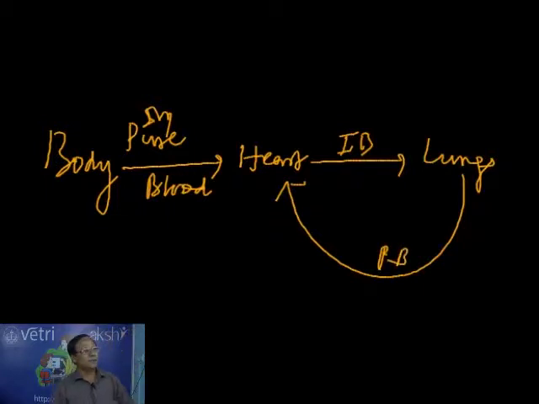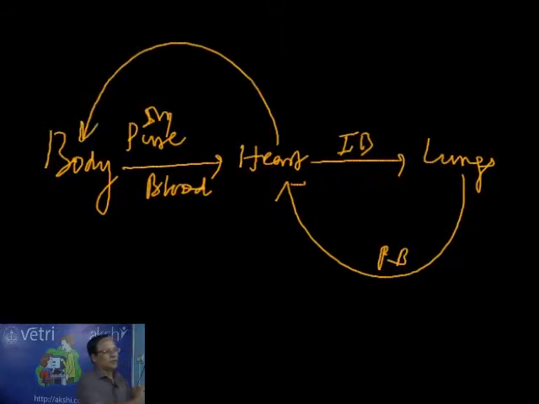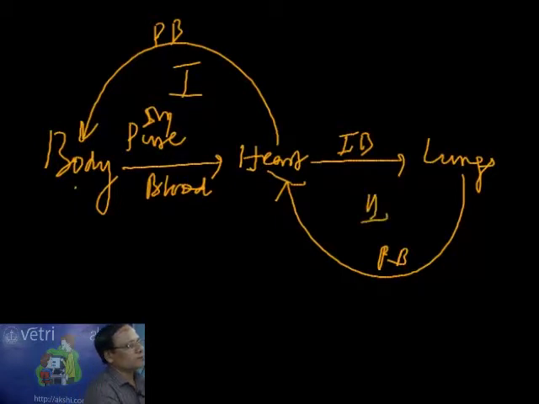So body, heart to lungs. From the lungs once again the blood returns to the heart, and from the heart the blood is transported to the body. Now this is once again pure blood. See, this is one circulation. Body to heart, this is one circulation. Then heart to lungs, another circulation. But in the case of fishes we have only one circulation. There is no such double circulation.